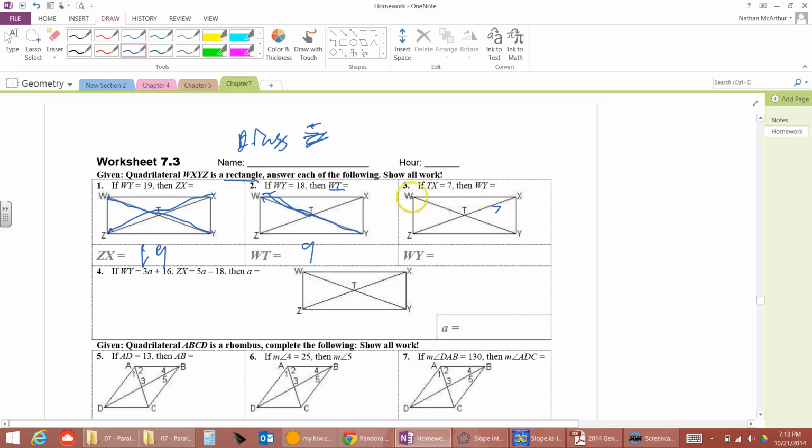I want to know WY. I want to know this whole length here. Well, again, we can do 7. That makes this 7 and this 7. All the diagonals are cut in half, and all of them are equal. So the whole thing from here to here is 14.